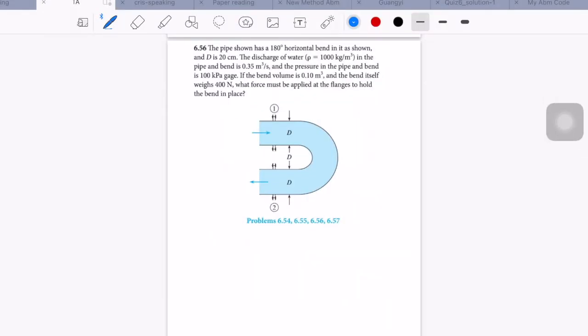For the fifth problem, we need to find the force that acts on the flanges to hold the bend in place. First, we select a CV around the pipe bend, and we'll assume the y direction and x direction. And then we need to sketch the force diagram.